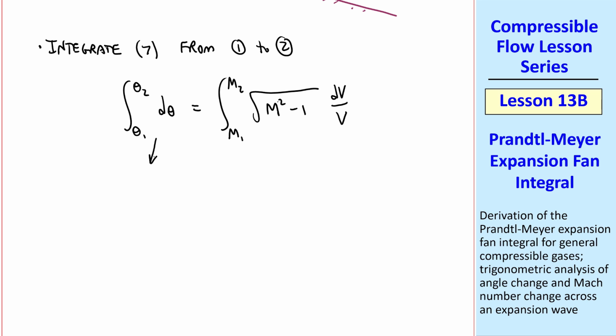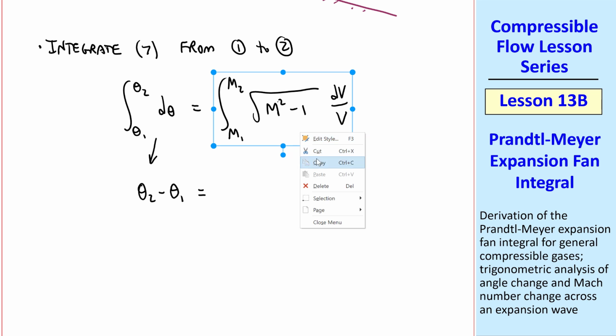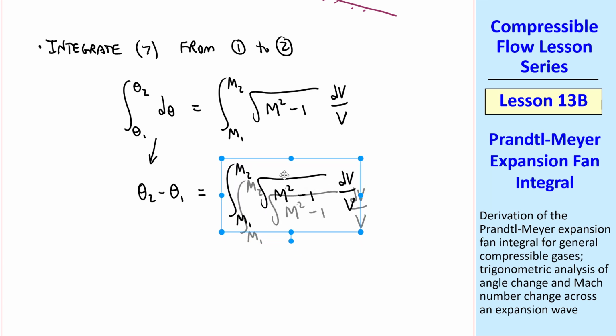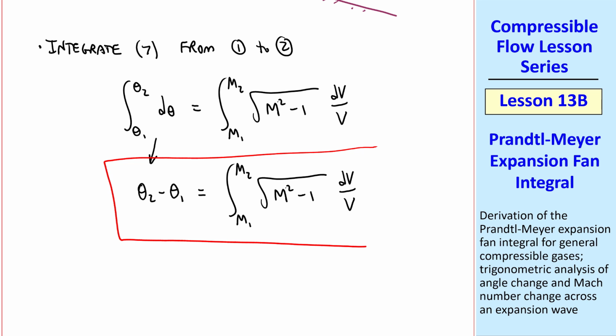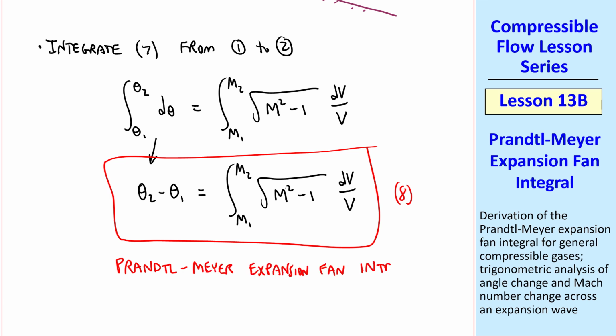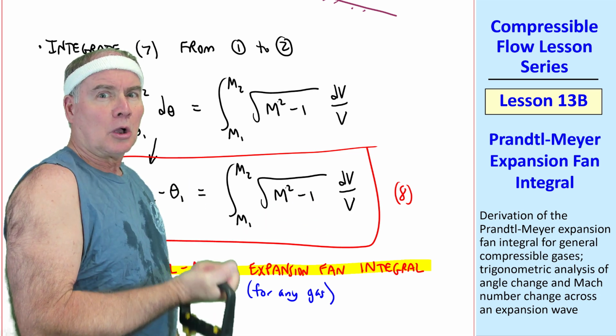The left-hand side integral is trivial, theta 2 minus theta 1, but we're going to have to work on this right-hand side. We'll have to write v and dv in terms of Mach number so that we can integrate. But for now, we'll leave this as equation 8, and we'll call it the Prandtl-Meyer expansion fan integral, which, as we've pointed out already, is valid for any gas, not necessarily an ideal gas. In the next lesson, we'll integrate this for an ideal gas.